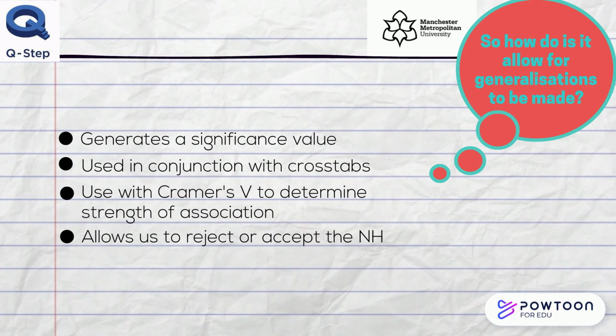Well, it generates a significance value. We use them in conjunction with crosstabs to make inferences. We use Cramer's v alongside chi-square to determine the strength of the association between the two variables, and it allows us to either reject or accept the null hypotheses.